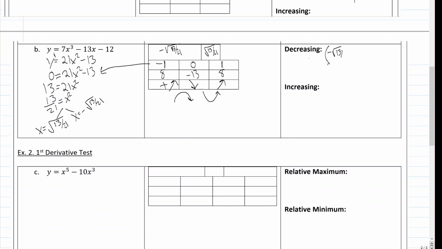So, from negative root 13/21 to root 13/21. And we're increasing on either side. So from negative infinity to negative root 13/21. And from root 13/21 to infinity.